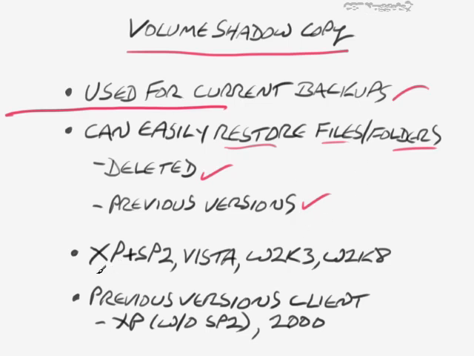Now this only really works with XP and Service Pack 2 or greater, Windows Vista, Windows Server 2008, and Windows Server 2003. Actually, I got those backwards, didn't I? Anyway, both of those operating systems. You can also download something called the Previous Versions Client and install it on Windows XP if it does not have Service Pack 2. And you can also download that same client to apply it to Windows 2000 computers. And now let me go ahead and show you how this works.